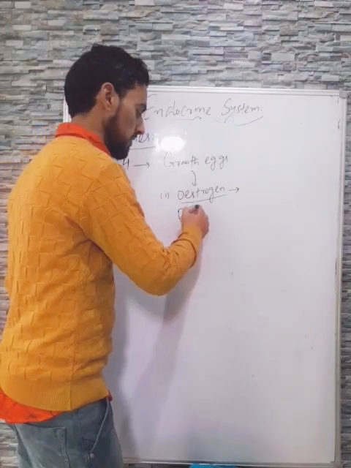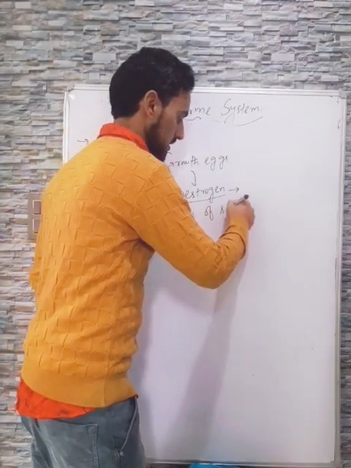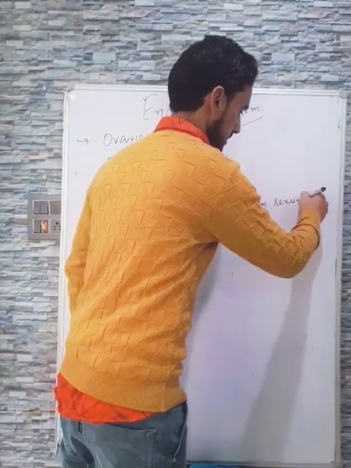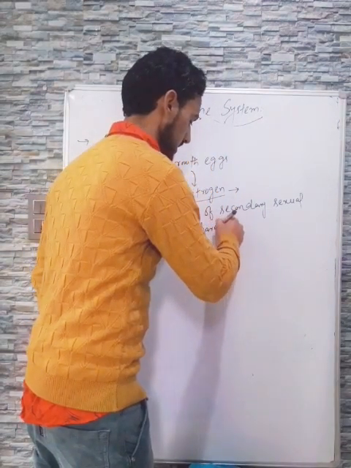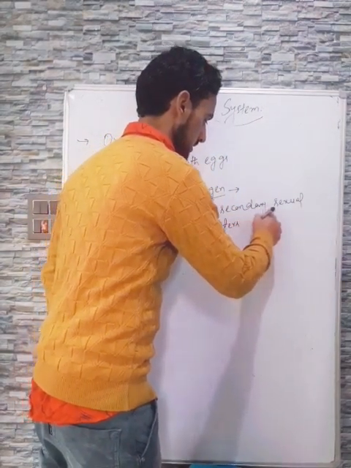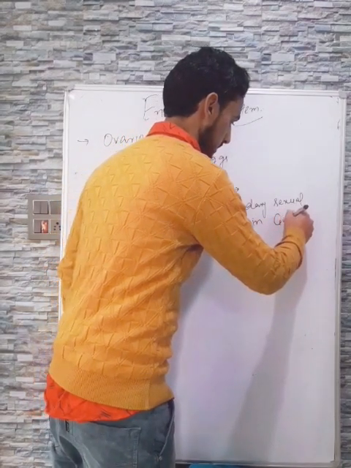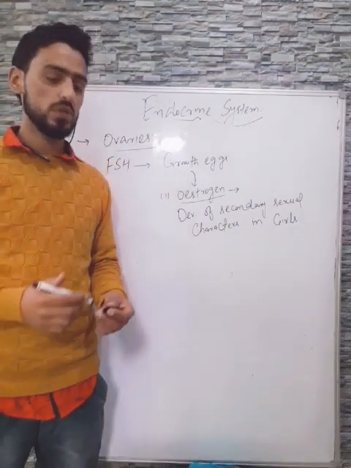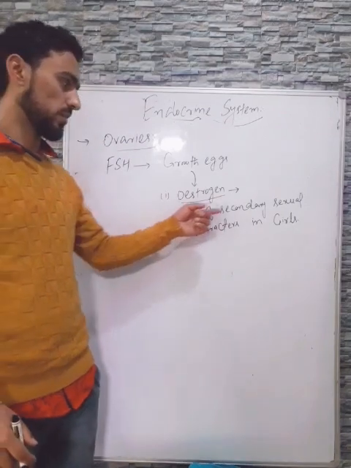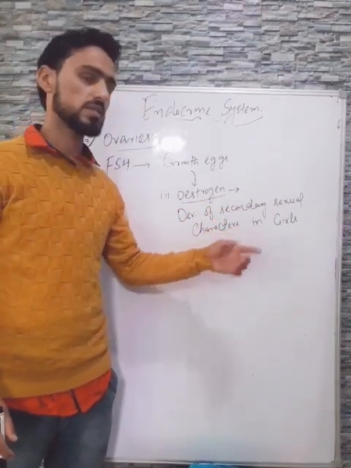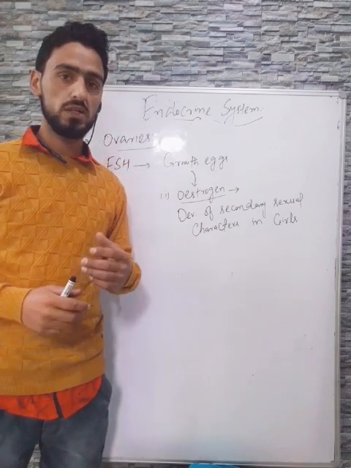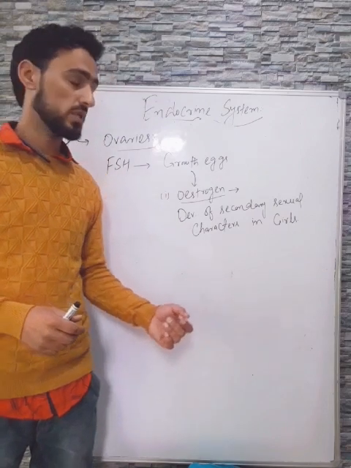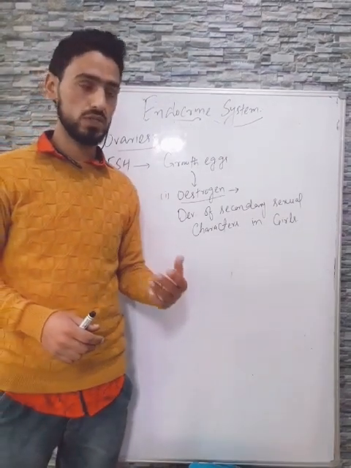This helps in the development of secondary sexual characters in females, in girls at the time of puberty. This is the function of estrogen in case of the girls. That means the characters which are not present in a girl right from birth, but appear at the time of puberty, are known as the secondary sexual characters.